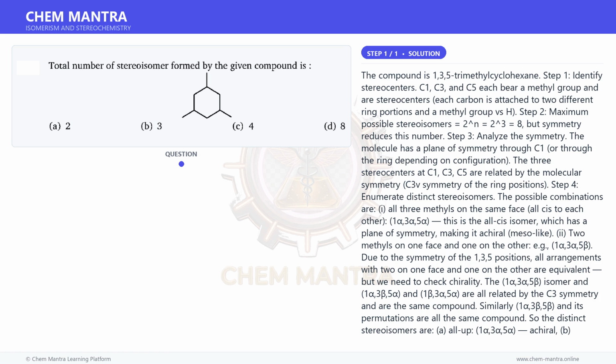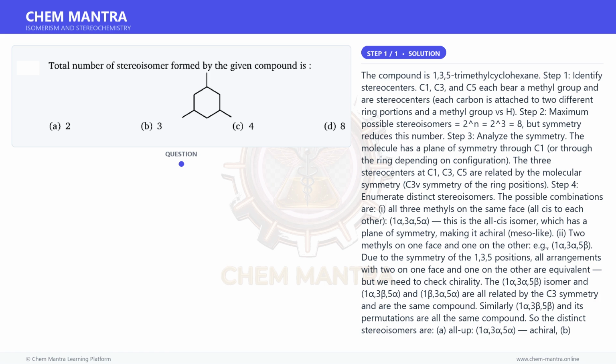Step 2. Maximum possible stereoisomers is equal to 2^n, which is 2^3 = 8, but symmetry reduces this number. Step 3. Analyze the symmetry. The molecule has a plane of symmetry through C1 or through the ring depending on configuration. The three stereocenters at C1, C3, C5 are related by the molecular symmetry, C3v symmetry of the ring positions.